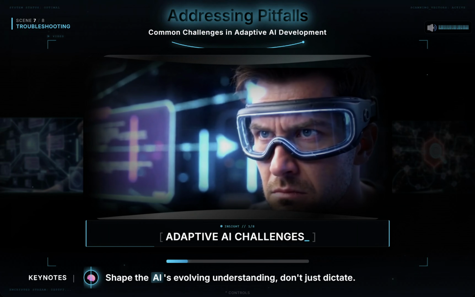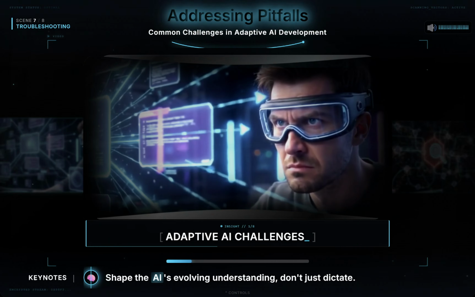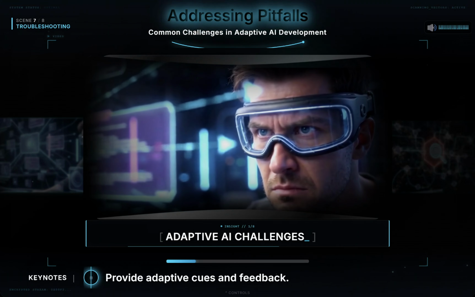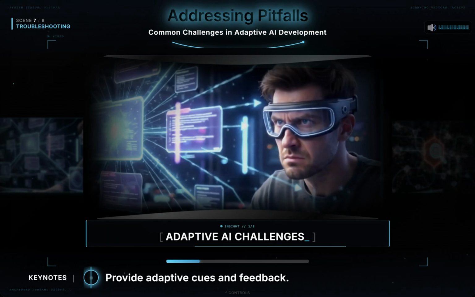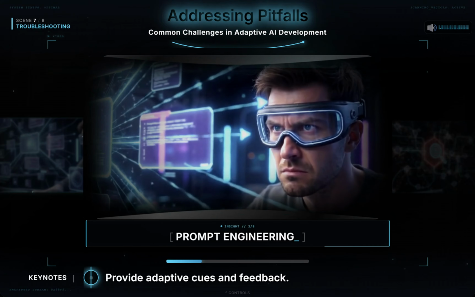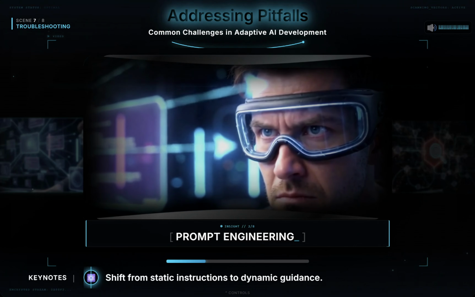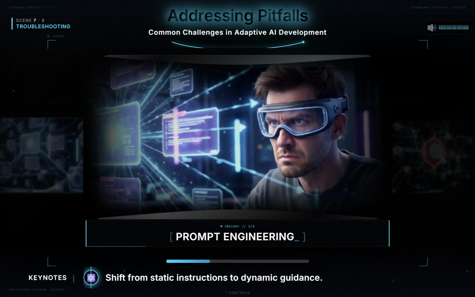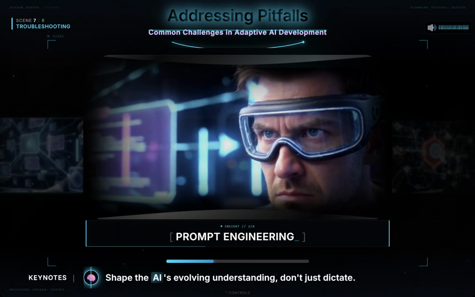One of the first hurdles is prompt engineering. You might be thinking, I know how to write good prompts, but with adaptive AI, it's less about a perfect initial prompt and more about dynamic guidance. You're not just issuing a command, you're setting the parameters for an intelligent process that will change over time. It requires a mindset shift from static instructions to providing adaptive cues and feedback, allowing the model to truly learn and pivot. Your goal is to shape its evolving understanding, not just dictate a single output.